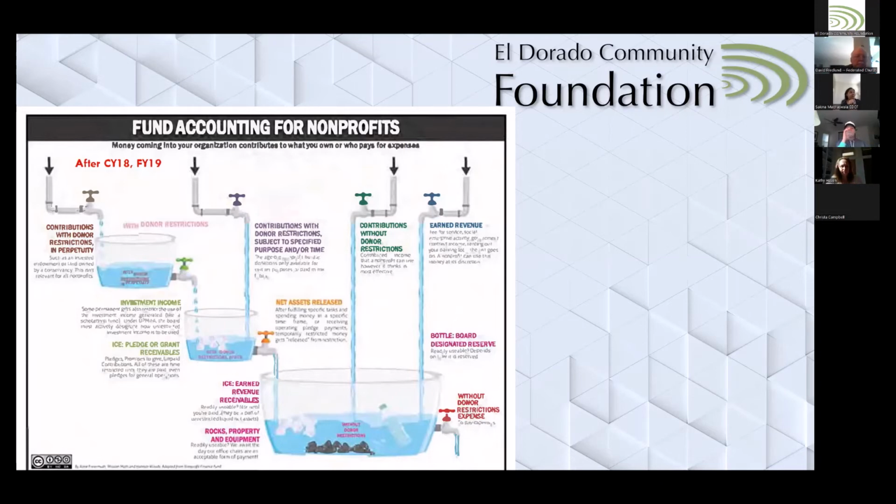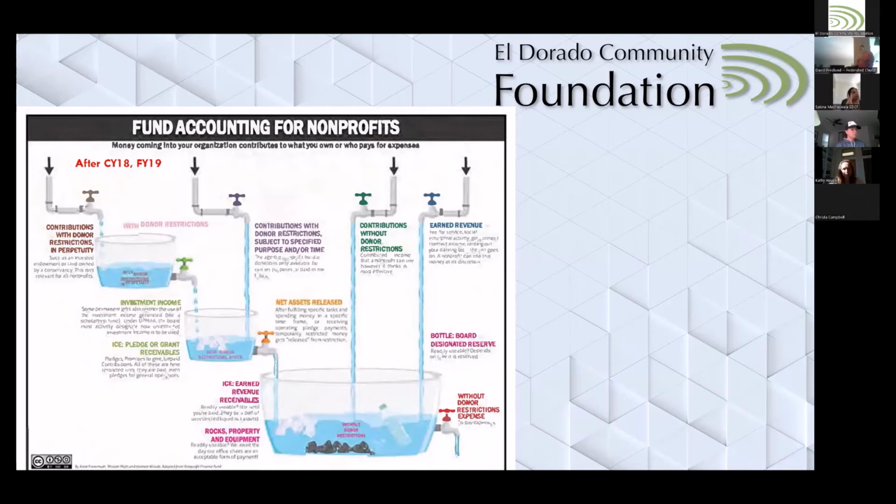So the ice cubes, once they melt in the second, third, fourth, and fifth year, only then can they be spent. So ice cubes kind of show the time restrictions, and also purpose restrictions. If you might have a capital campaign project coming on in the next year, you can't really spend the money this year, you've got to be spending it for the next year. So this kind of shows that.